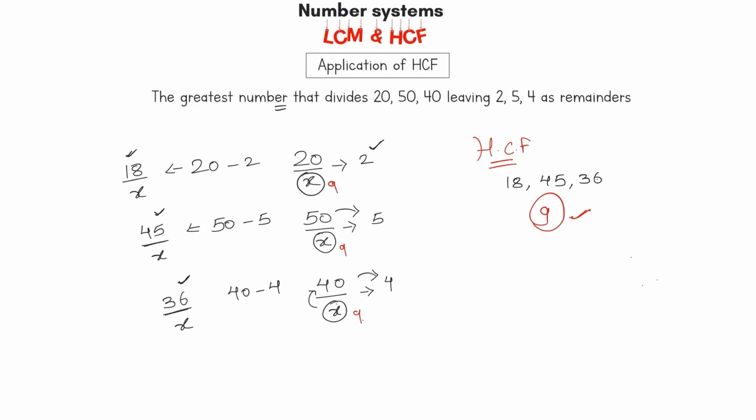20 divided by 9, remainder 2. 50 divided by 9, remainder 5. And 40 divided by 9, remainder 4. Okay, so I do get this. So 9 is my answer. So this was quite a logical application of HCF.